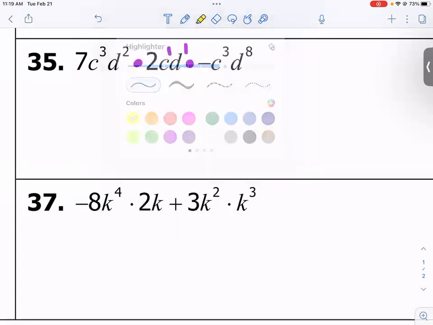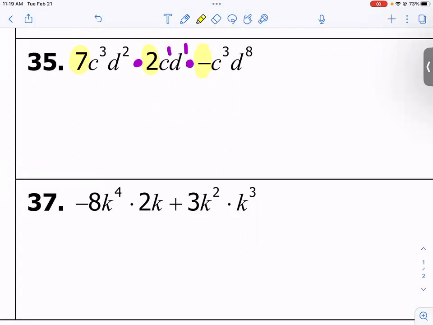So here are my coefficients, 7, 2, and technically this coefficient is -1. Do you agree? So if I multiply 7 times 2 times -1, that would give us -14.